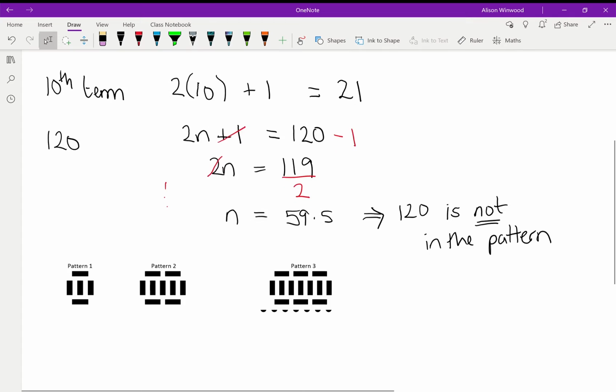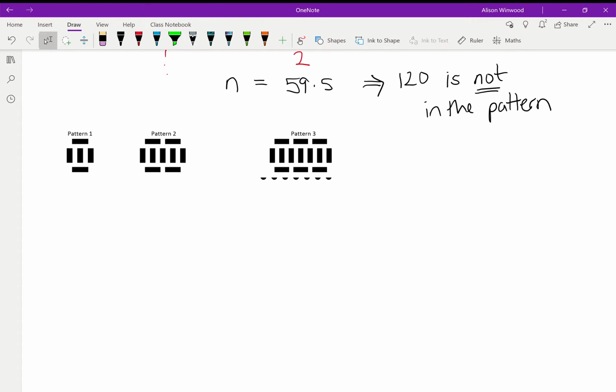Let's try it again with another sequence. So let's look at this sequence here. So the next pattern will be 4 lines across the top, 4 lines across the bottom, 1, 2, 3, 4, 5, 6, 7, 8, 9. So in the first pattern we've got 1, 2, 3, 4, 5 things, and we've got 1, 2, 3, 4, 5, 6, 7, 8, 9, then 13 and then 17.